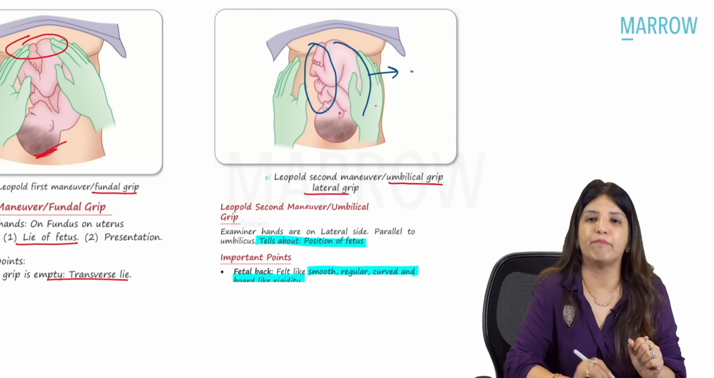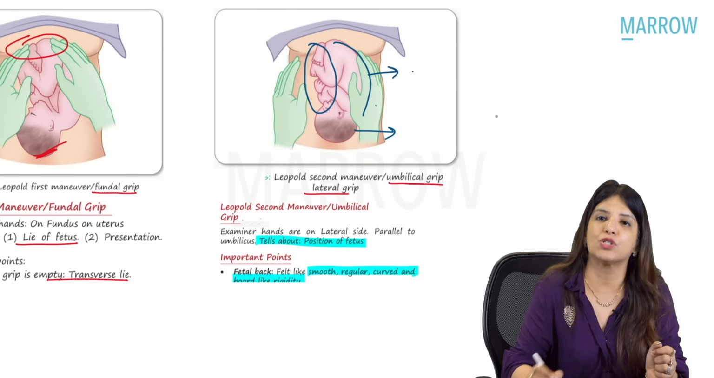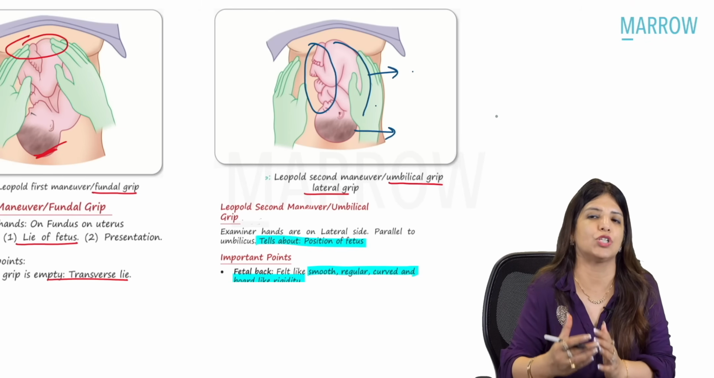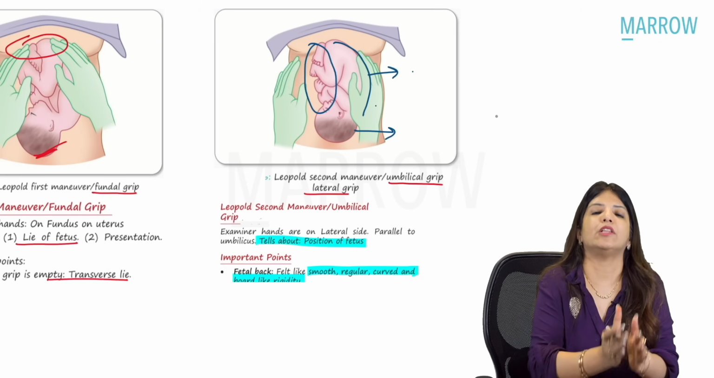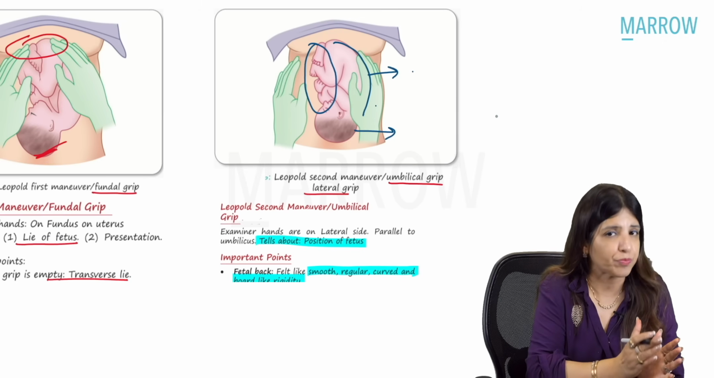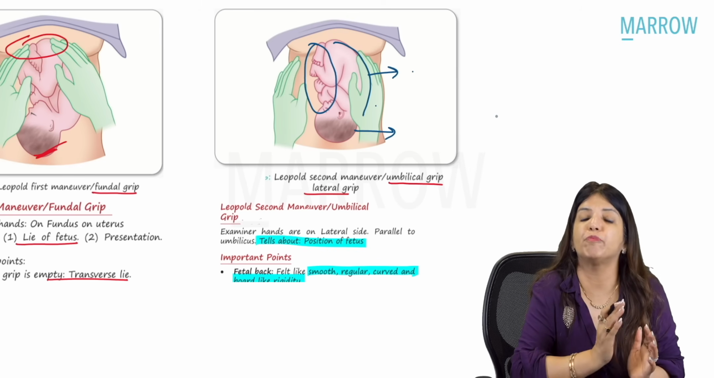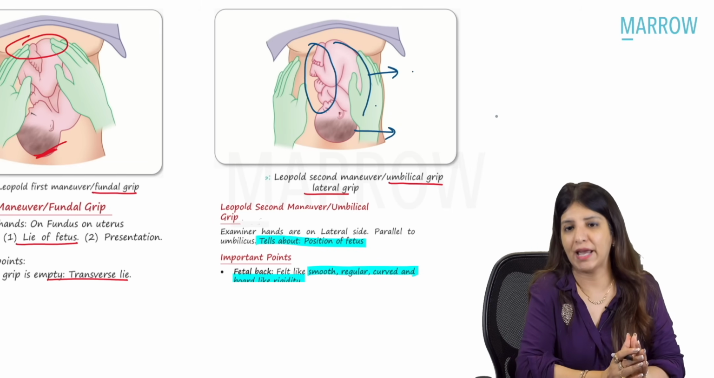On the side where the back is present, the occiput will also be present. So if the back is present on the left side, the position of the baby has to be LOA, LOT or LOP. And if the back is present on the right side, then the position of the baby has to be ROA, ROT or ROP. That means Leopold's second maneuver tells me about the position of the baby, and this is what is called the lateral grip or umbilical grip.